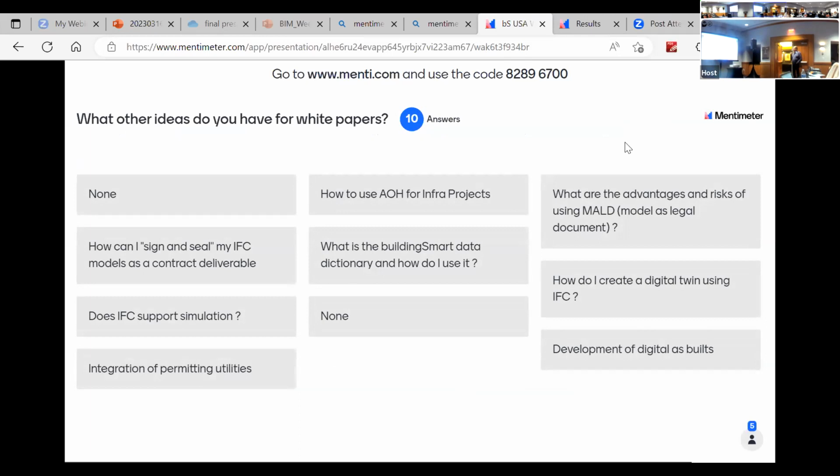So we're talking about white papers. How can I sign and seal my IFC models as contract deliverables? I think that's part of the contract guidelines white paper, but it certainly has to be addressed as a specific issue.